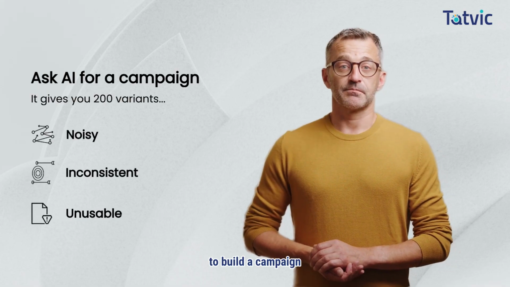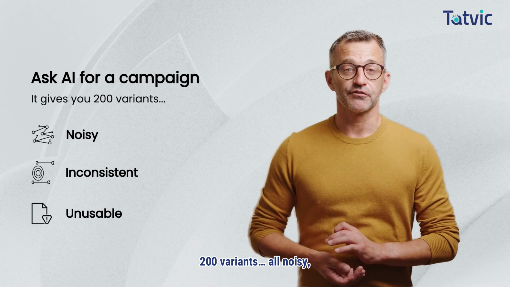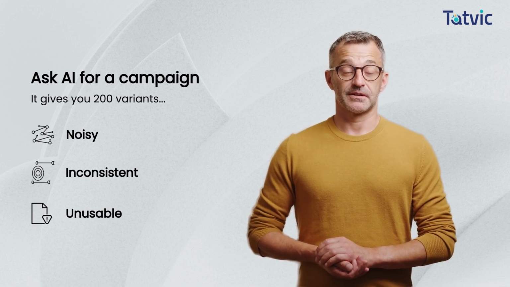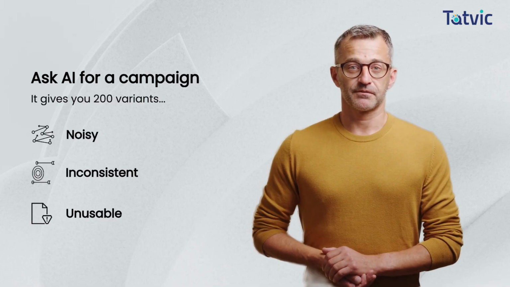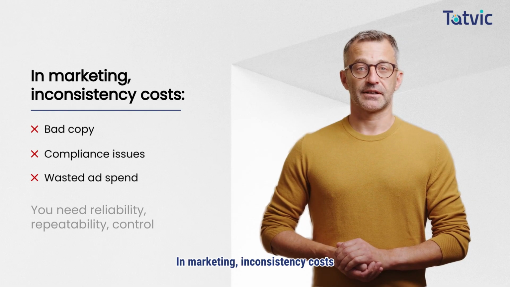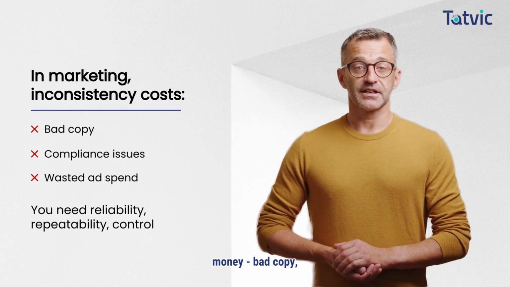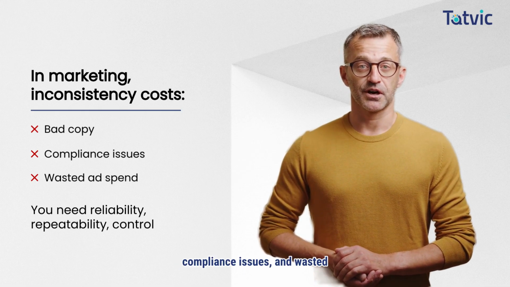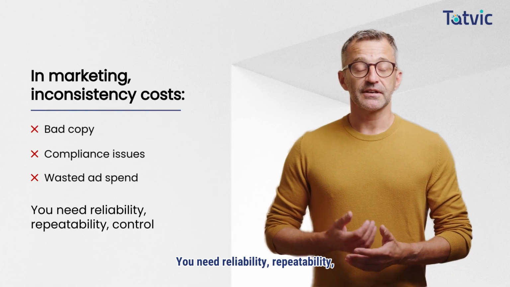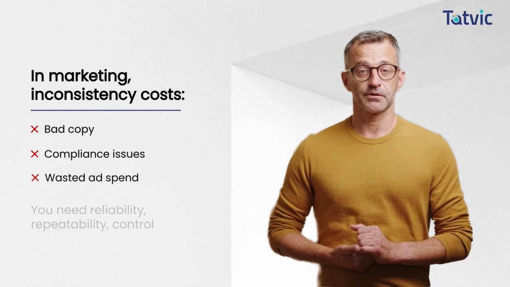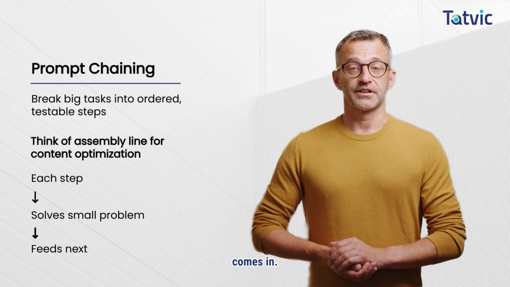You ask an AI to build a campaign and it gives you 200 variants, all noisy, inconsistent, and unusable. Frustrating, right? In marketing, inconsistency costs money: bad copy, compliance issues, and wasted ad spend. You need reliability, repeatability, and control. That's where prompt chaining comes in.